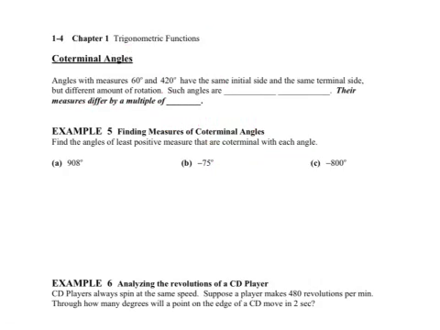Now we're going to talk about coterminal angles. Angles with measures 60 degrees and 420 degrees have the same initial side and the same terminal side, but different amounts of rotation. Such angles are coterminal angles, and their measures differ by multiples of 360 degrees.